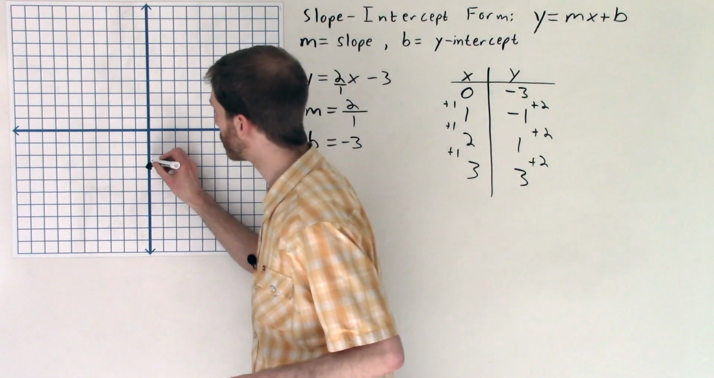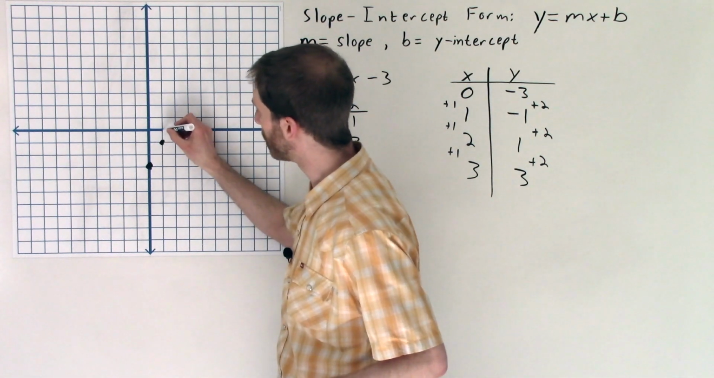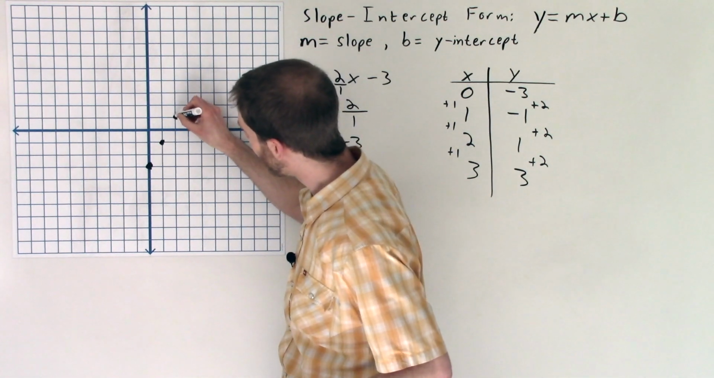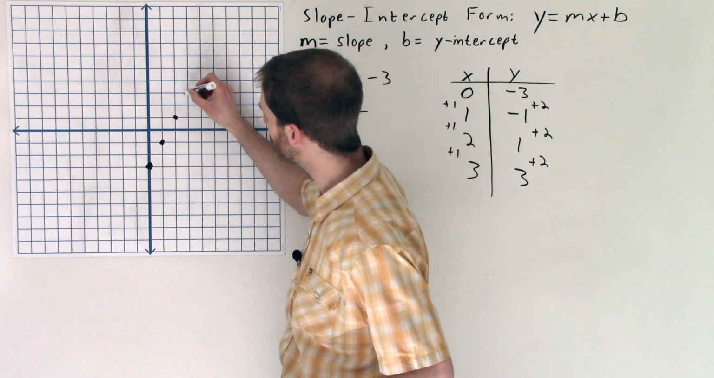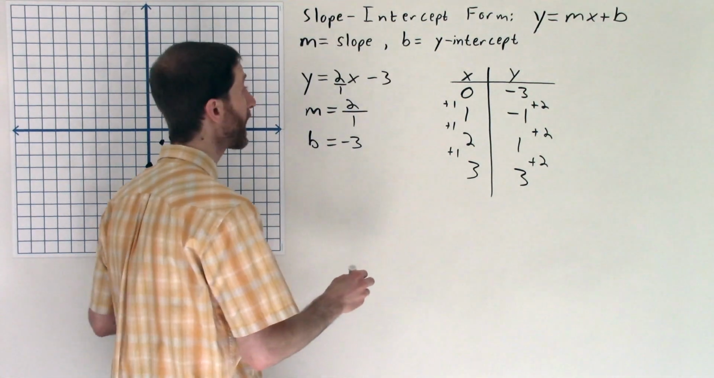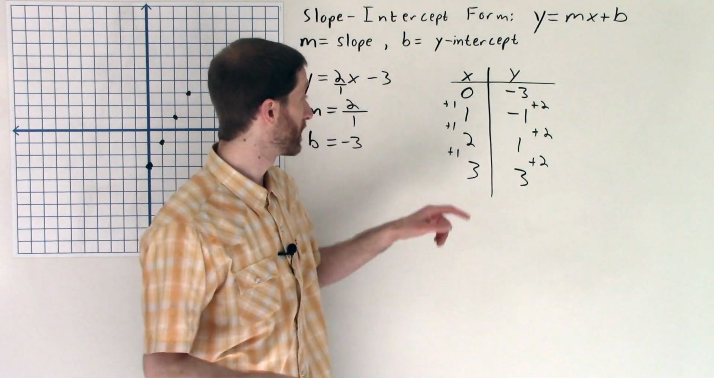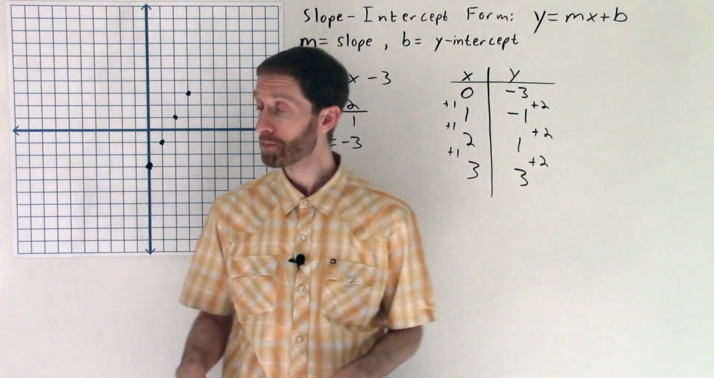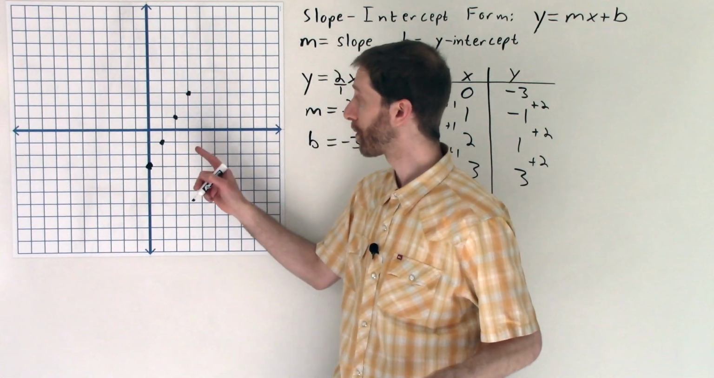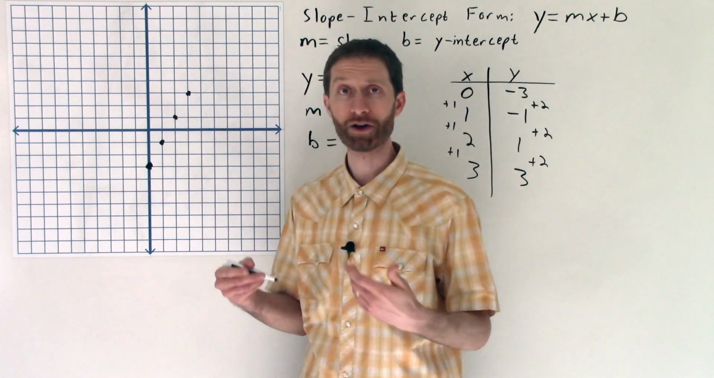So I will do that. I will rise 2, 1, 2 over 1. Boom. Rise another 2, 1, 2 over 1. And that's how the pattern goes. And as you can see from our table of values, we have the point (0, -3). Here it is. The next point, (1, -1). There it is. The next point, we've got (2, 1). There it is, and so on and so forth.